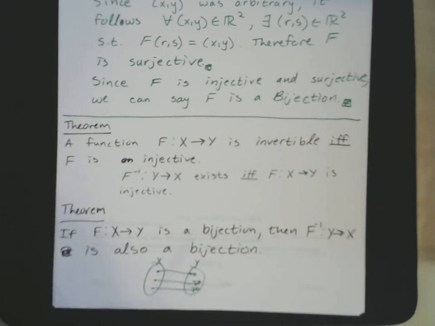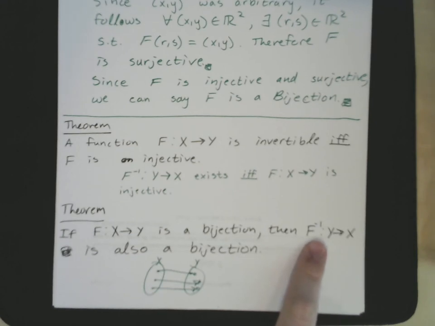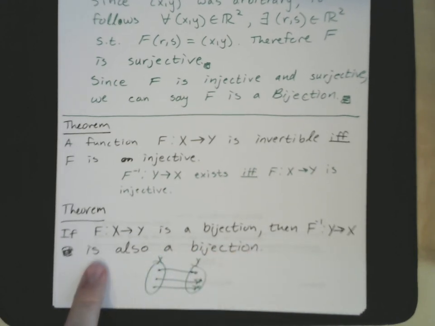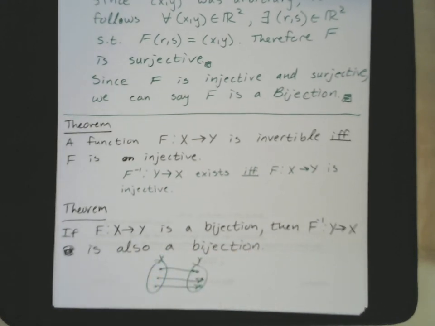So yeah, I don't think you have to prove this in the homework, but maybe you do. I won't hold myself to that. But it's as simple as you have a bijection, so you know that you have your inverse, and then it's just showing that this function maps bijectively from y back into x.